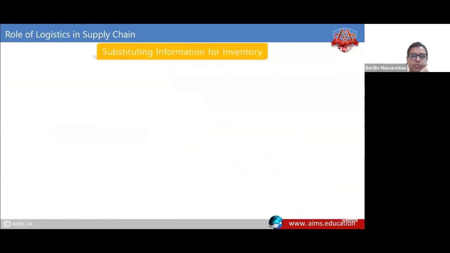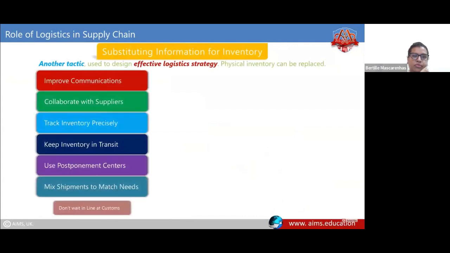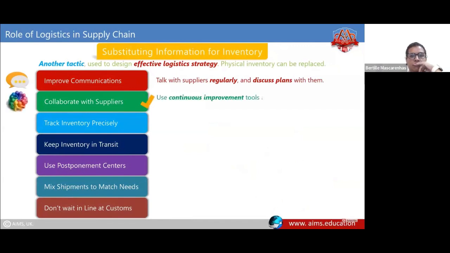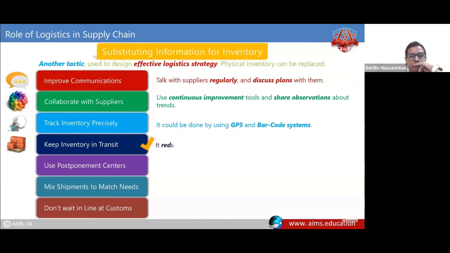Substituting information for inventory is another tactic used to design effective logistics strategy. Physical inventory can be replaced by better information in the following ways. Improve communications. Talk with suppliers regularly and discuss plans with them. Collaborate with suppliers. Use continuous improvement tools and share observations about trends. Track inventory precisely. It could be done by using GPS and barcode systems. Keep inventory in transit. It reduces inventory costs, for example, cross-docking.